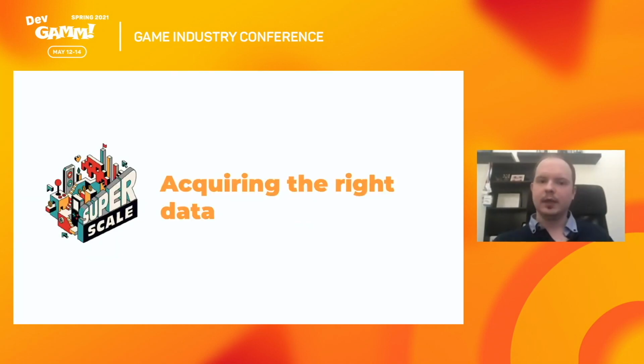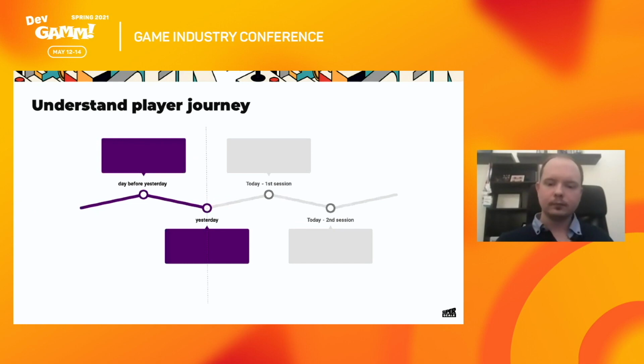Okay, so what does it mean to acquire the right data? Let's see this situation. We have one player. We have the day before yesterday, yesterday, today's first session of the player, and today's second session. The day before yesterday, the player could play some game modes, spend some currencies, deplete some currencies, use some characters or vehicles, something like that. And we can understand it from the data.